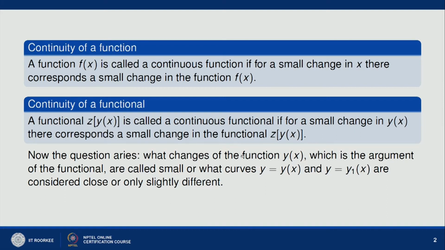Now here we want to see what small change in y(x) we are referring to. We may ask the question: what changes of the function y(x), which is the argument of the functional, are called small, or what curves y and y1 are considered close or only slightly different? If you talk about a function, then a small change in x is x plus h, but in terms of a functional, your argument is y(x). So what is the small change in y(x)? It means y(x) and a small difference, say y1(x). In what way can we say that y and y1 are close enough?